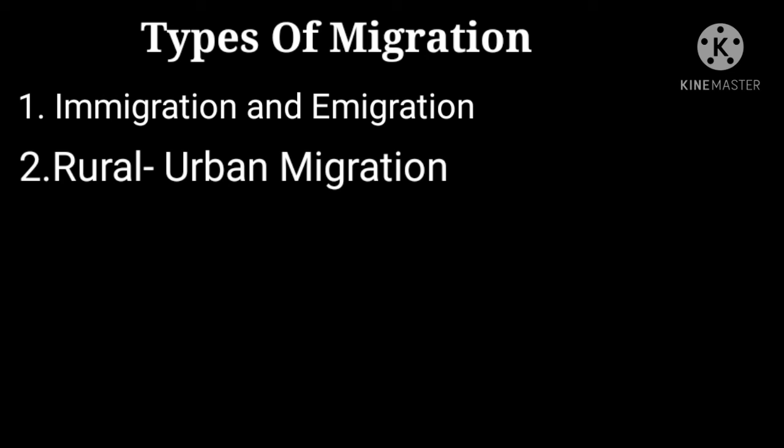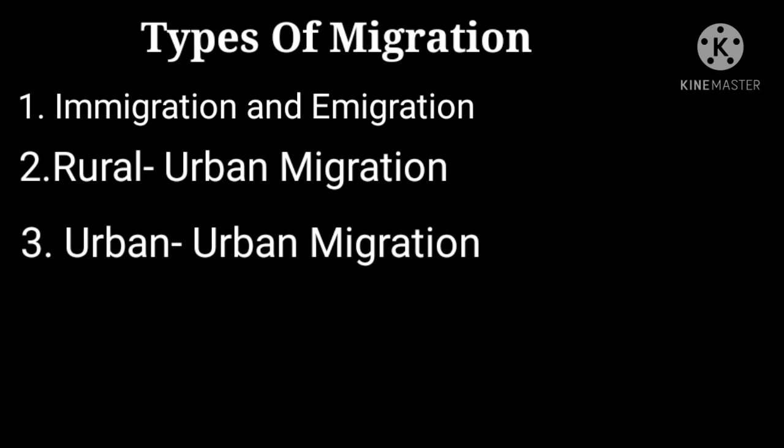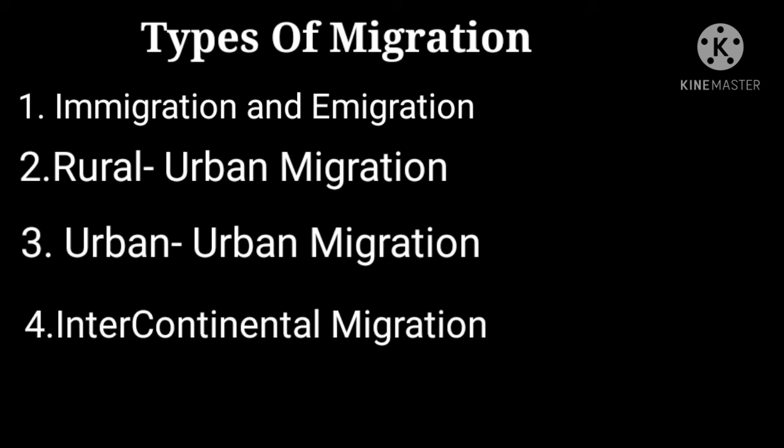People migrate to urban areas because of several push and pull factors. Due to the expansion of towns and cities, rural people migrate to urban areas, increasing urbanization. The third one is urban to urban migration. Urban to urban migration involves movement of people from one urban area to another urban area of the same country, like people migrating from Kolkata to Mumbai, or from Mumbai to Nashik, from one city to another.